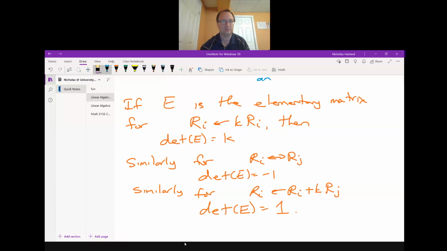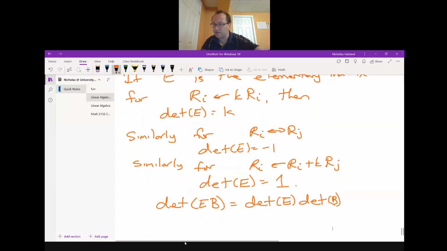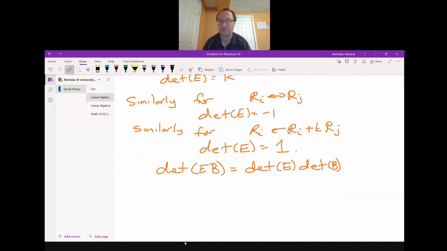So, in other words, the determinant of an elementary matrix times B is equal to the determinant of the elementary matrix times the determinant of B, which seems to lead to an interesting property about determinants in matrix multiplication. Namely, it appears, at least for elementary matrices, that the multiplication can be split up. Of course, not every matrix is an elementary matrix.